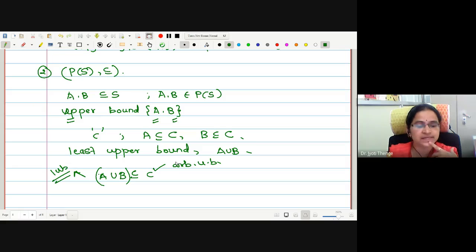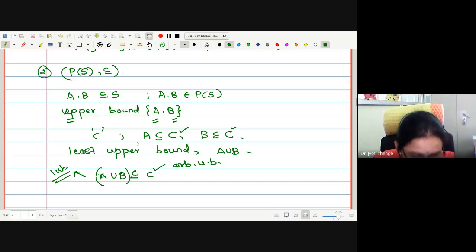Whether you are understanding this point or not, C, any arbitrary set, will be an upper bound if A is contained in C and B is contained in C. Both the sets, that is, a set containing both A and B, will be an upper bound. And for least, we have a criterion, least among them. And we know that if A is contained in C, B is contained in C, then A union B is contained in C. Therefore, this is my least upper bound.